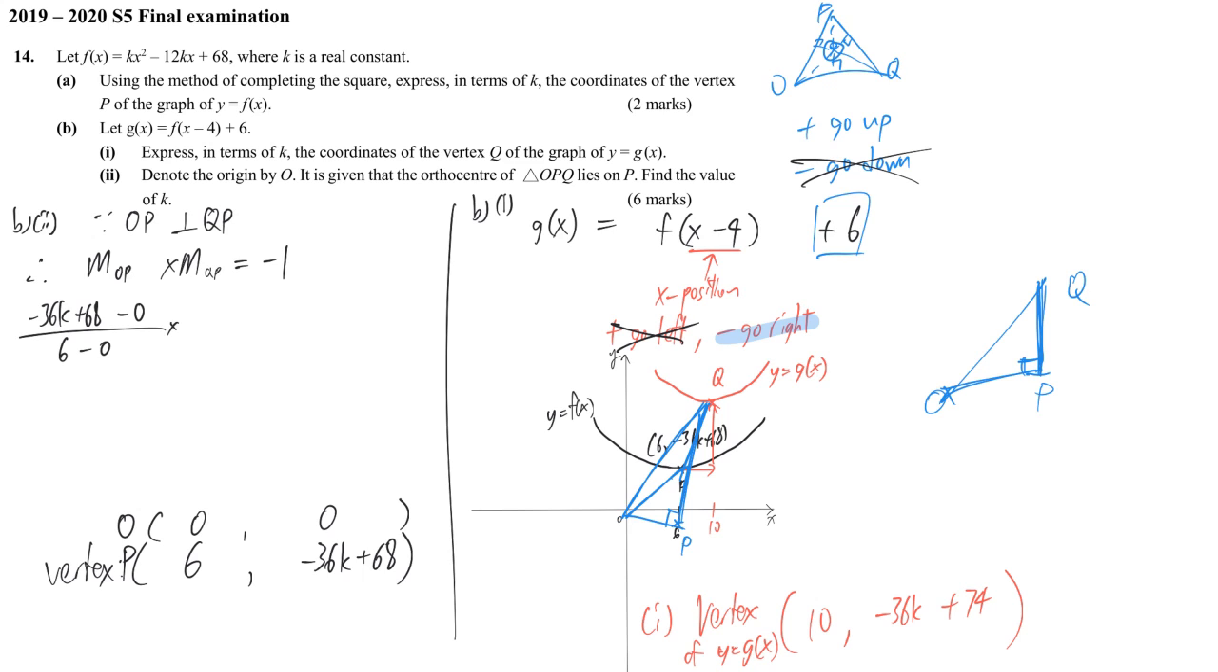And then times slope QP. Again, we get used to writing down in vertical order. Q is 10 and then negative 36k plus 74. So we use the same logic, compare Q and P. We use this one minus this one. Negative 36k plus 74 minus negative 36k plus 68, and then 10 minus 6, equal to -1.